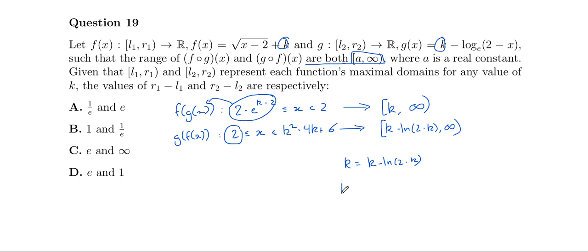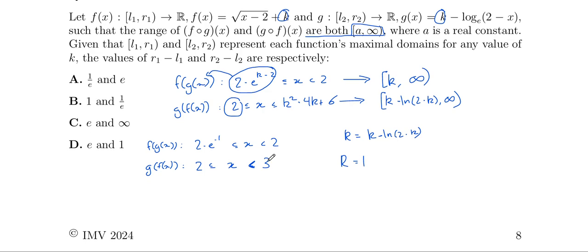K equals 1, perfect. Therefore, our domain here, when we substitute k back in, for f of g of x, it's going to be 2 minus e to the negative 1. And for g of f of x, it's going to be, oh wait, actually it doesn't matter. Oh no, it does. 2x, putting 1 in there is going to give you 3. So there we go. And from here, to find R1 and L1, and R2 and L2.